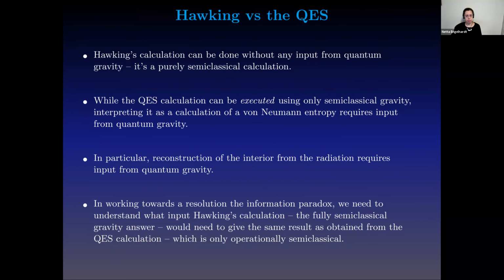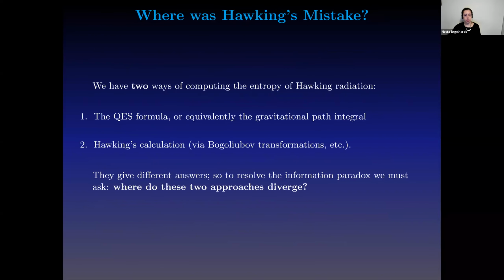Okay, so we want to understand the difference between the actually semiclassical answer from Hawking's calculation and the operationally semiclassical answer that we get from the quantum extremal surface formula, but has quantum gravity input in it. So let's ask the question: where was Hawking's mistake in the language of quantum extremal surfaces?